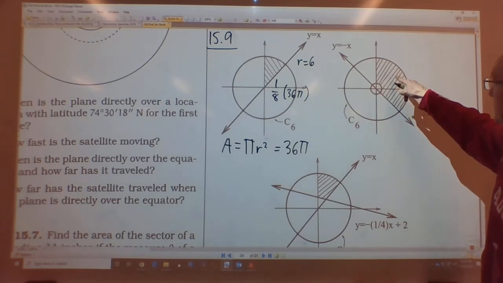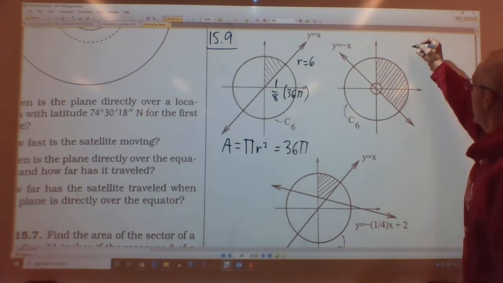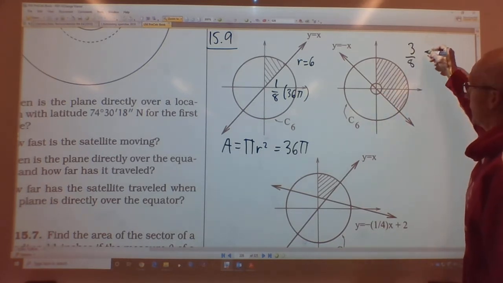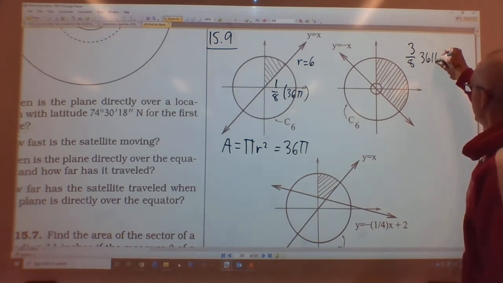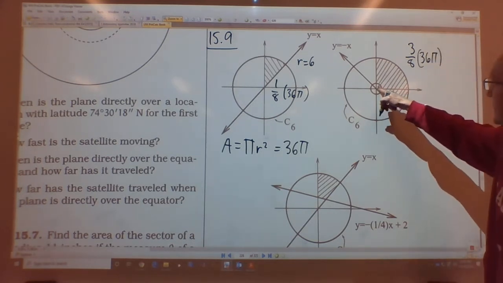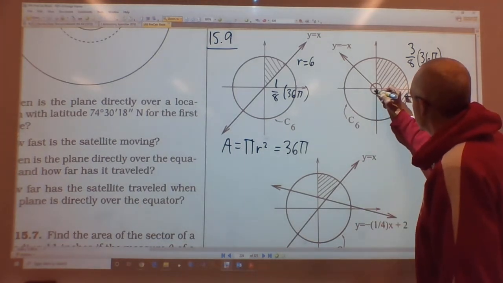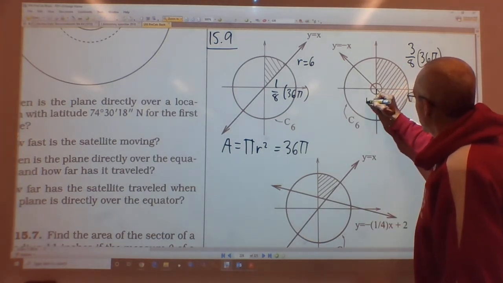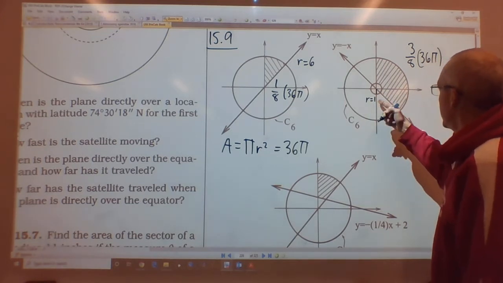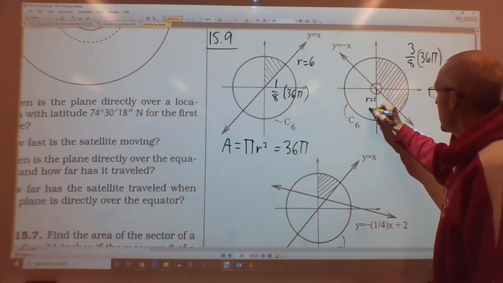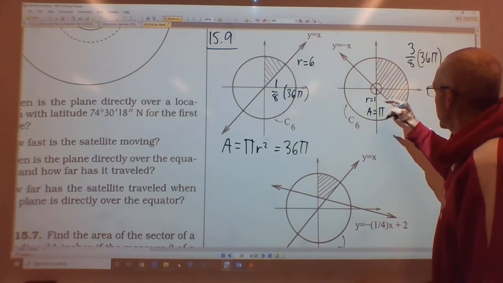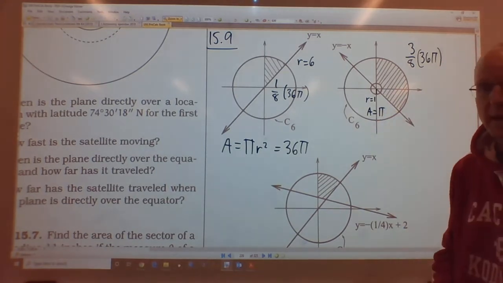So we have 1/8 plus 1/8 plus 1/8. So we have 3/8 of 36 pi. But they say this is the unit circle, so its radius is 1. This little guy in here has a radius of 1. So r equals 1. So its area is pi r squared, which is just pi, right? That's kind of cool because the radius is 1. So its area is pi.